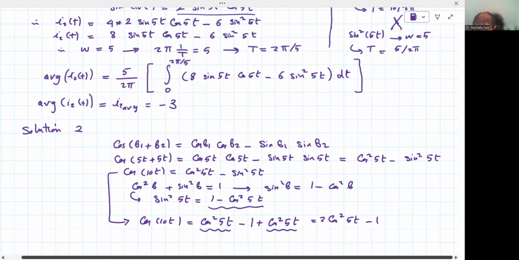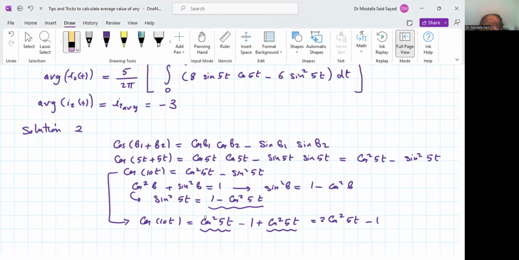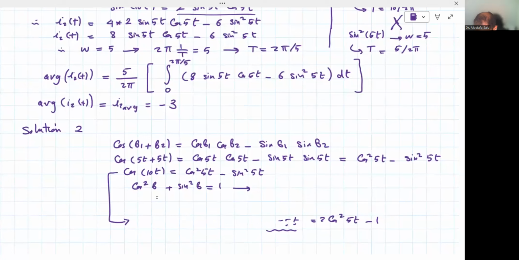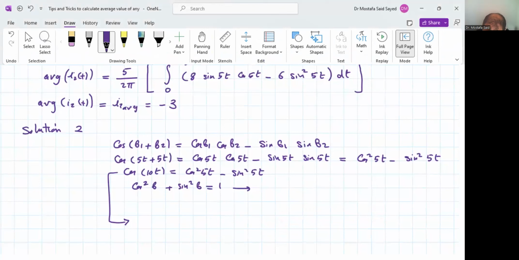Oh, I made a mistake here. We need to find the sine square, not the cosine square, because we are given sine. So I'm going to go back a little bit. Instead of saying sine square equals 1 minus cosine, I'm going to do it in the opposite way. I'm going to explain in a bit why I did that.